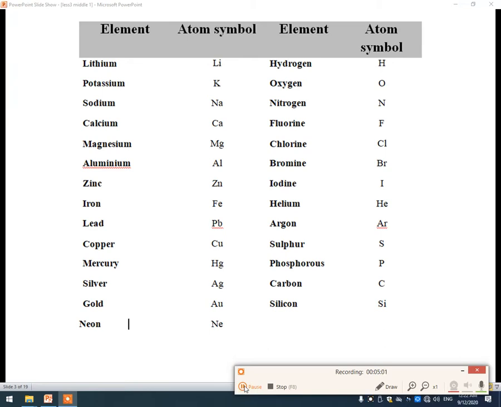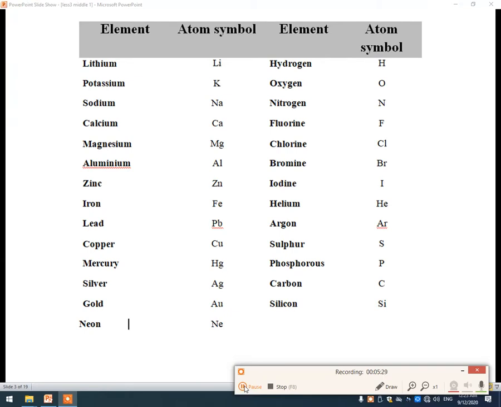Mercury comes from the Latin name hydrargyrum. So its atom symbol will be Hg, which comes from the Latin name hydrargyrum. So capital H, small g. Next, silver. Silver comes from the Latin name argentum. So its atom symbol will be Ag, capital A, small g.